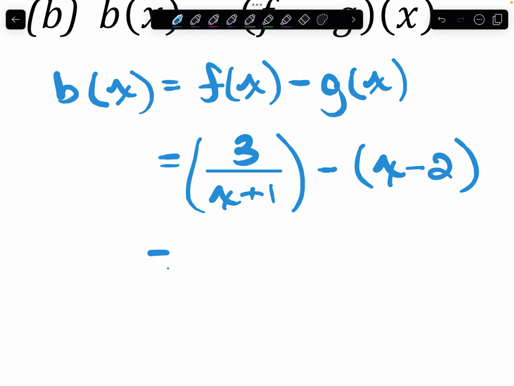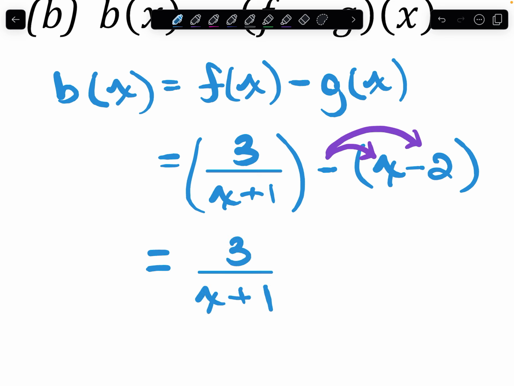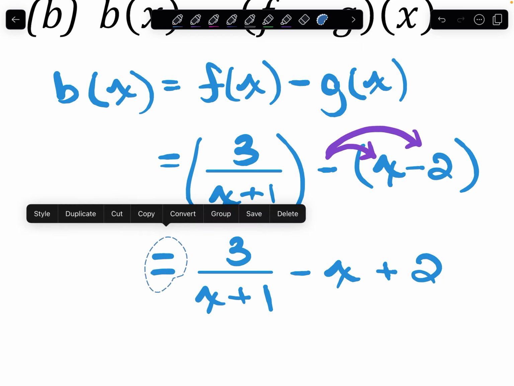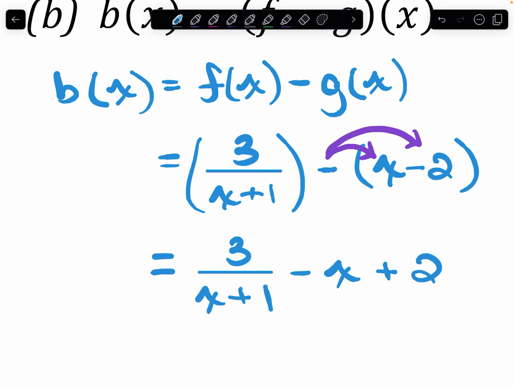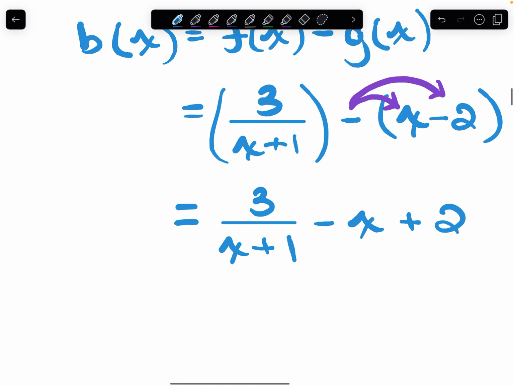So in this case, those parentheses are super, super important that you do get them written in, because that minus sign in front of g does have to go to the x and the negative 2. So it's not going to affect the fraction since the fraction's on the front. So that's going to stay 3 over x plus 1. And then we get minus x plus 2. So as far as functions, this is as simplified as you need to go with it. We're not going to try to create a single fraction here. So this is going to be your function B of x.